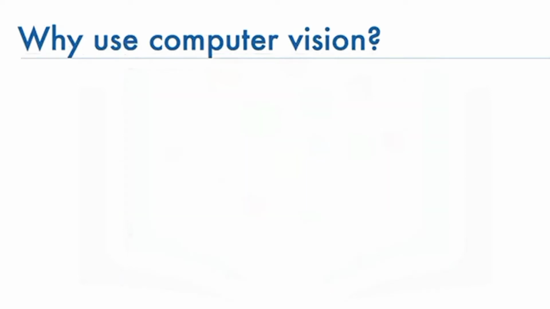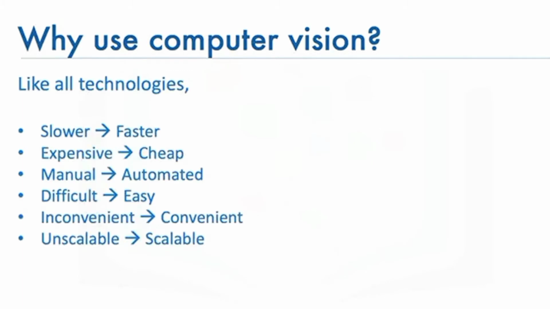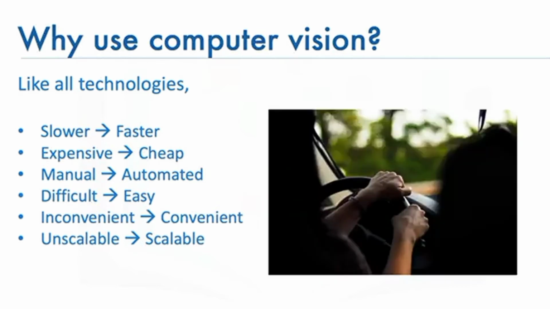Now let's understand why computer vision is creating big waves in the industry. At a high level, the reason why computer vision or any technology is adopted is because of some improvement. It could be that something slower becomes significantly faster, expensive becomes cheaper, manual becomes automated, difficult becomes easy, inconvenient becomes convenient, unscalable becomes scalable. One really groundbreaking change, as we've seen in the news, is self-driving cars, which frees up time for passengers through automation and can potentially save more lives than having human drivers.